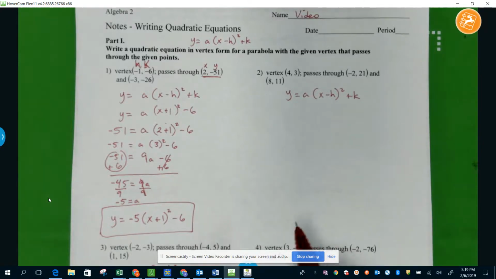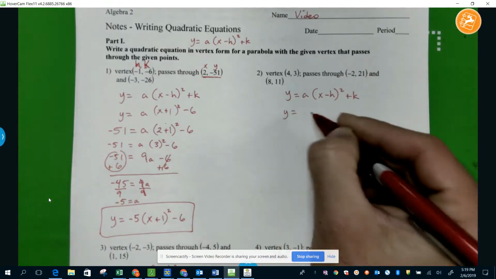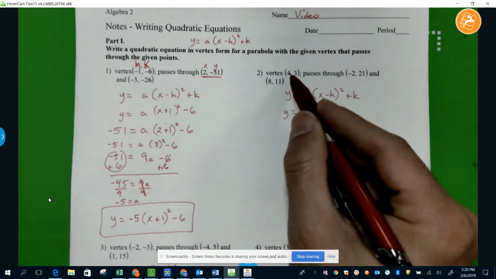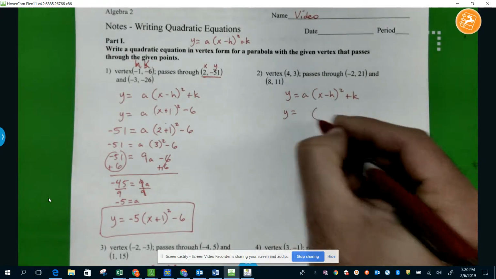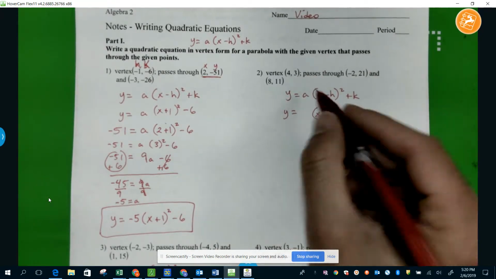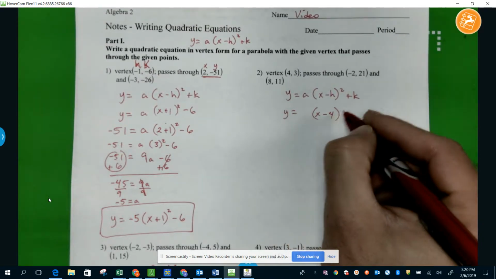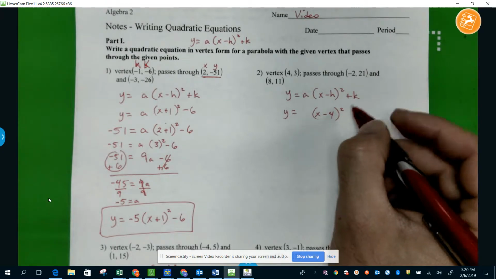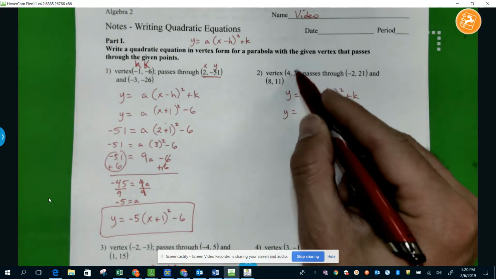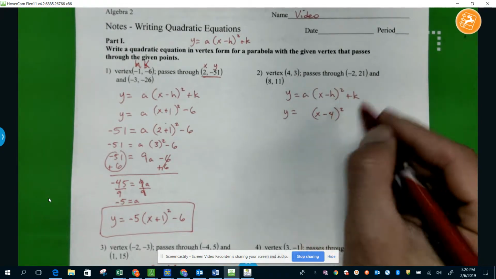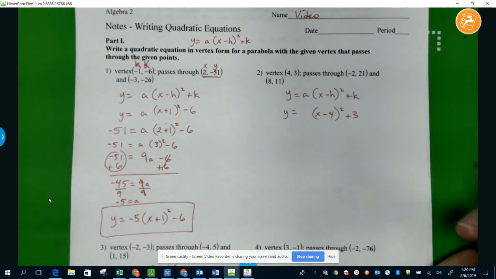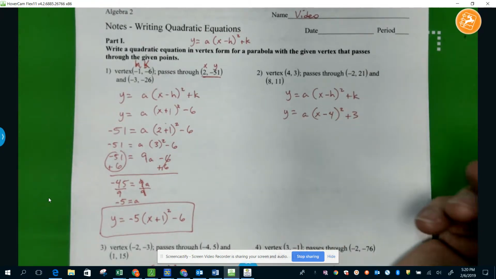All right, so let's do it again. I've got y equals, and the first thing I'm going to do is plug in my vertex. My vertex is (4, 3). So inside the parenthesis, I've got an x. If that's a +4, then inside my parenthesis, I need to have the opposite of that. I need to have a -4. And then the squared always, and then my y value, or my k, actually, is a +3. So at the end, we're going to have a +3. I don't know what the a is.